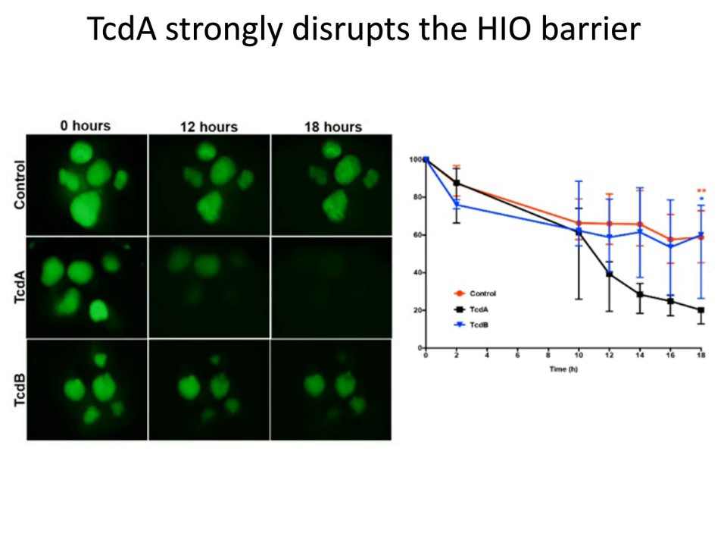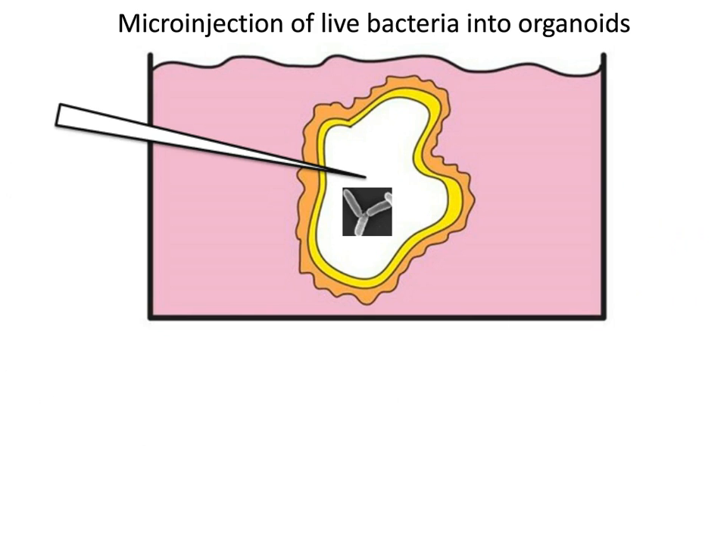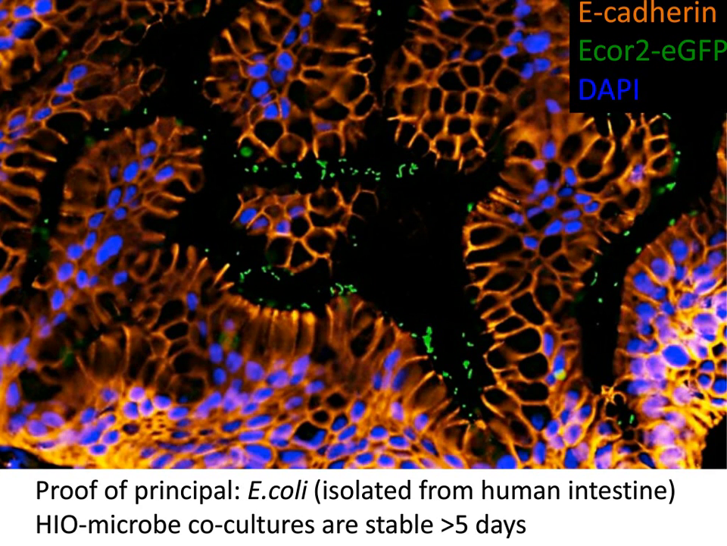Okay, so then moving forward, again, we really wanted to ask whether we could microinject live bacteria into these organoids and really start to model these more complex bacterial-host interactions. So we started as a first pass by doing a proof of principle experiment where we injected E. coli. In this case, this is a commensal form of E. coli that was isolated from a human intestine. It's been labeled with GFP, and so you can see each one of those little spots is a bacterium associated with the orange epithelium of the organoid, and we've been able to co-culture these microbes within the organoids for up to 5 days at this point.